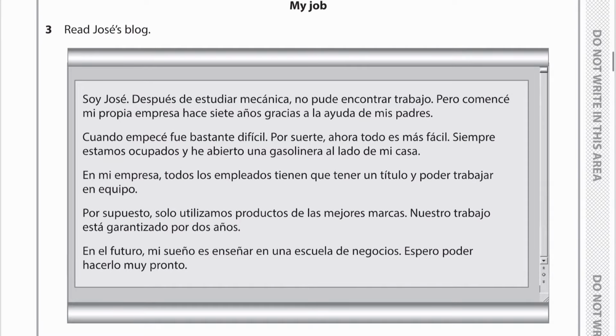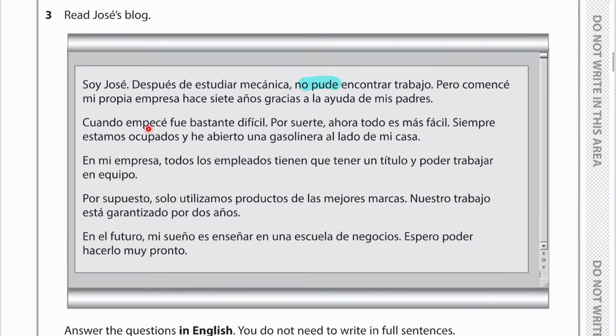Read Jose's blog. So, soy Jose, great. Su name, Jose. Después de estudiar mecánica, no pude encontrar trabajo. So he's giving a bit of a life story. After he studied to be a mechanic, he could not, no pude, encontrar trabajo, pero comencé. I started my own company 7 years ago, thanks to the help of my parents. Let's read the next one as well. Then, cuando empecé, when I started, it was quite difficult.